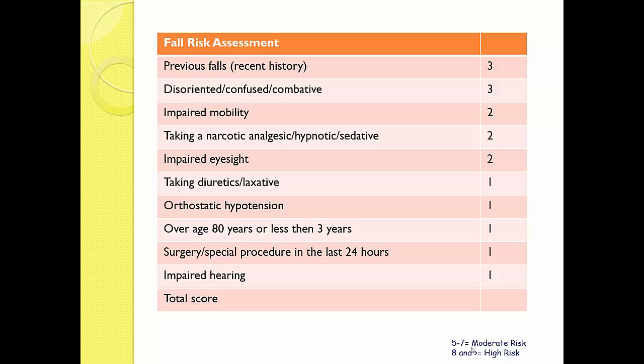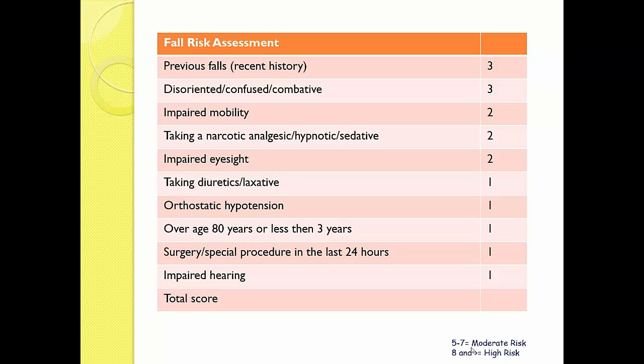That's one point. Orthostatic hypotension is a patient who maybe goes from a lying position to standing, and it causes their blood pressure to drop. So that would be a point there. If their age, now this scale has 80 years or older, or those under 3 years of age, that's a point there. So their age groups vary a little bit.